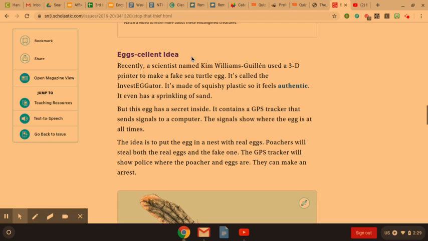Excellent idea. Recently, a scientist named Kim Williams-Gillian used a 3D printer to make a fake sea turtle egg. It's called the Investigator. It's made of squishy plastic so it feels authentic. It even has a sprinkling of sand. But this egg has a secret inside. It contains a GPS tracker that sends signals to a computer. The signals show where the egg is at all times.